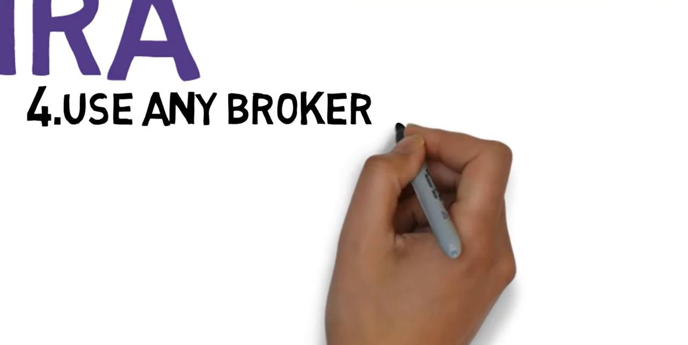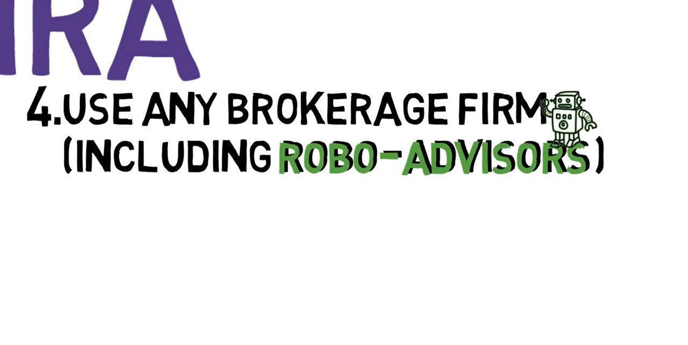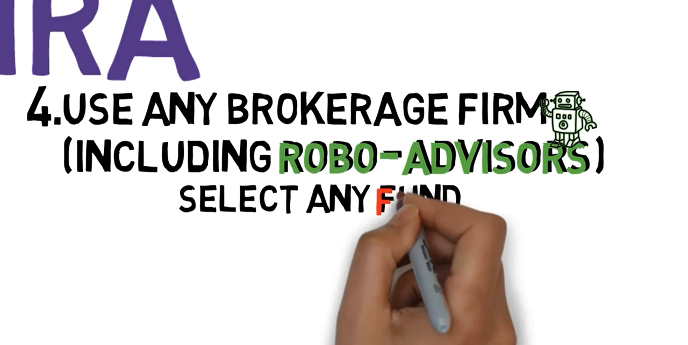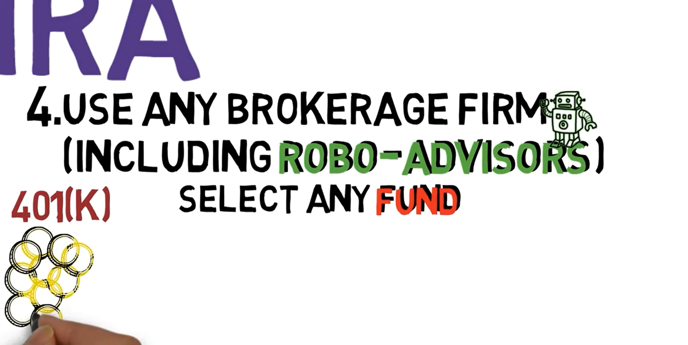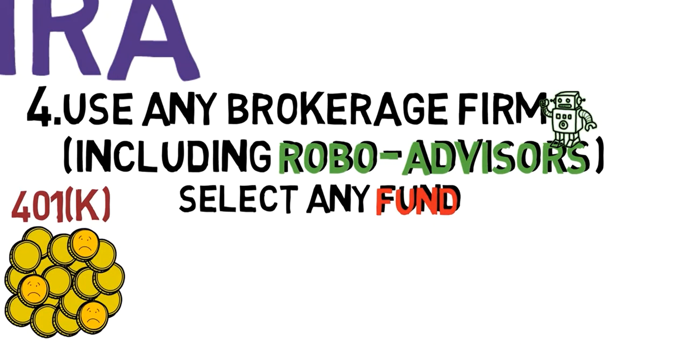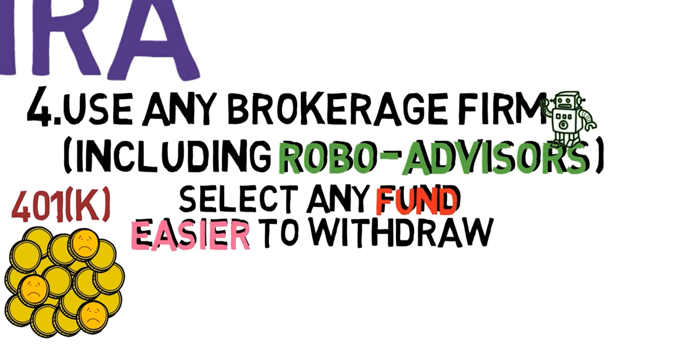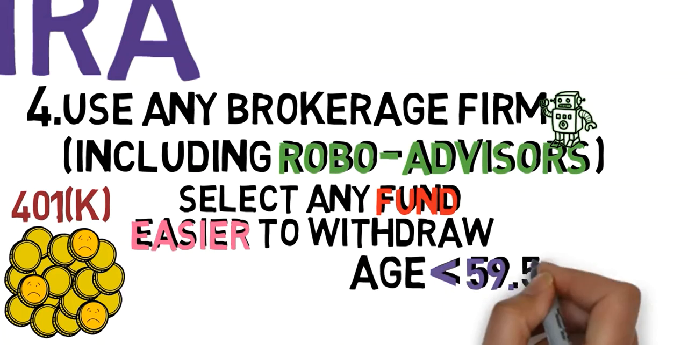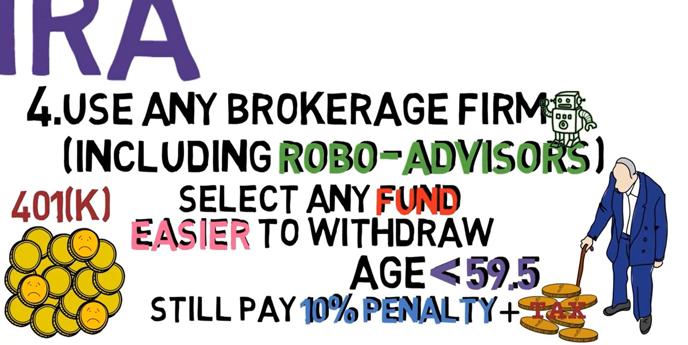4. Unlike a 401k, almost every brokerage firm, including robo-advisors, will allow you to open an IRA and select whatever fund you want. This is incredibly useful, especially if your 401k has costly or undesirable options. Plus, withdrawing money is also easier in an IRA, as you don't need a hardship exemption. Though, if you're below age 59 and a half, you'll still have to pay the 10% fee and taxes.